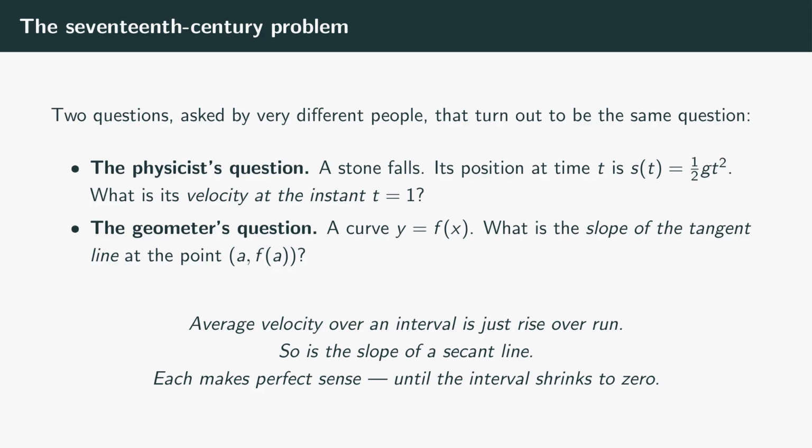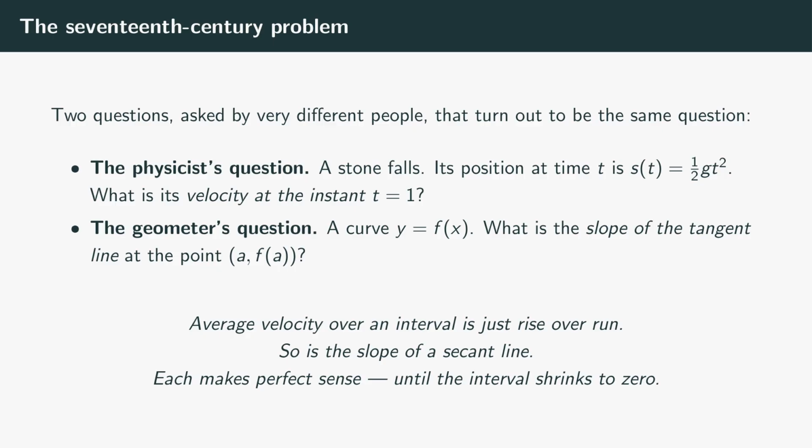Two problems sat unsolved for 2,000 years, and both got cracked by the same trick in the late 1600s. The first one is physical. Drop a stone. Its position is some function of time. For free fall near the surface of the Earth, that function is 1/2 gt squared. What is the velocity at, say, exactly 1 second into the fall?